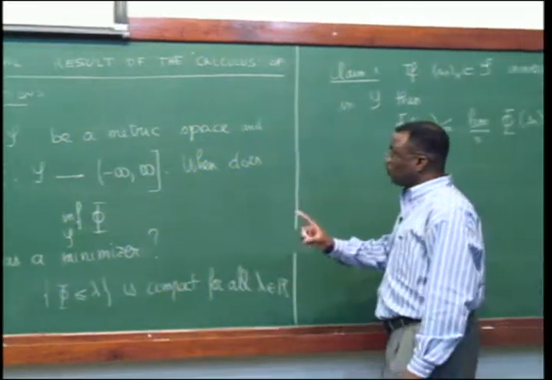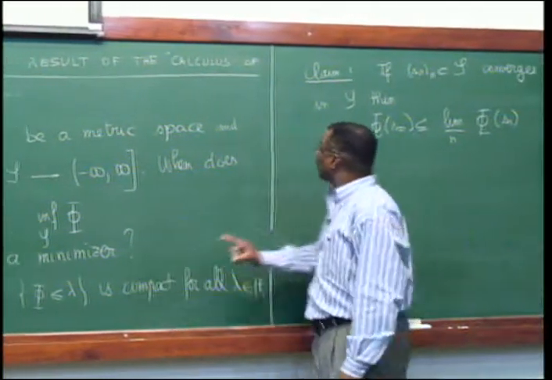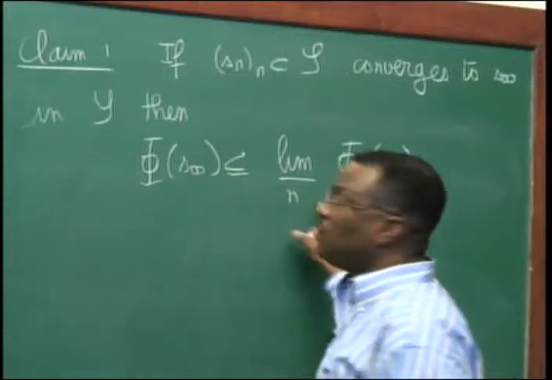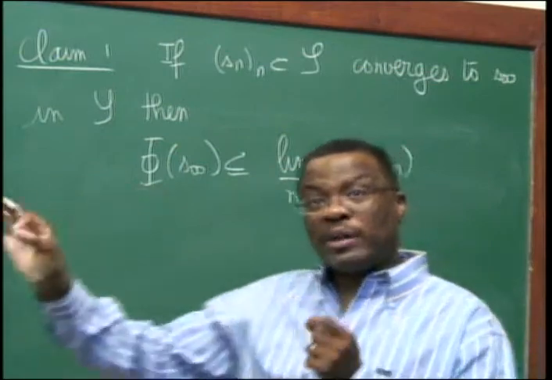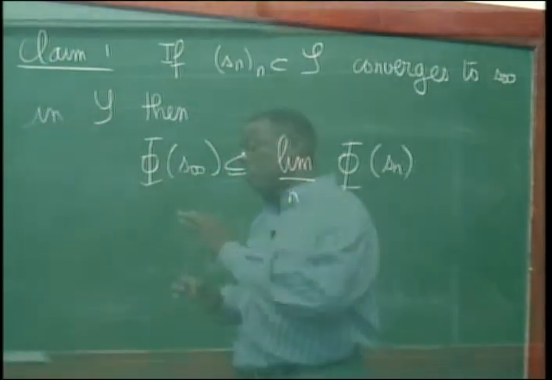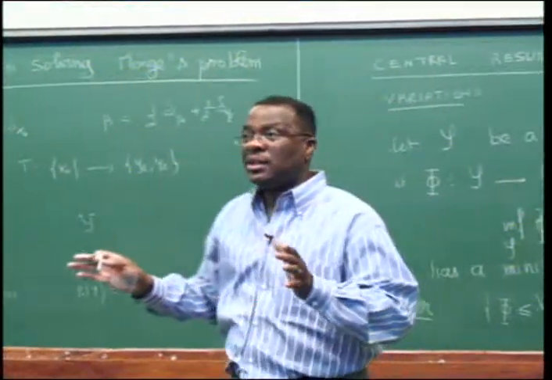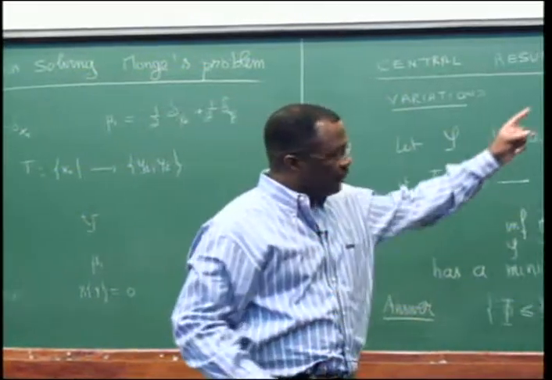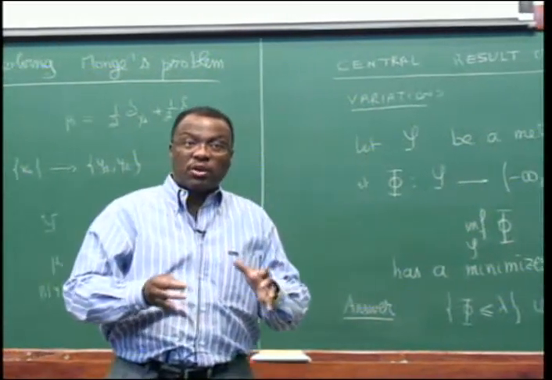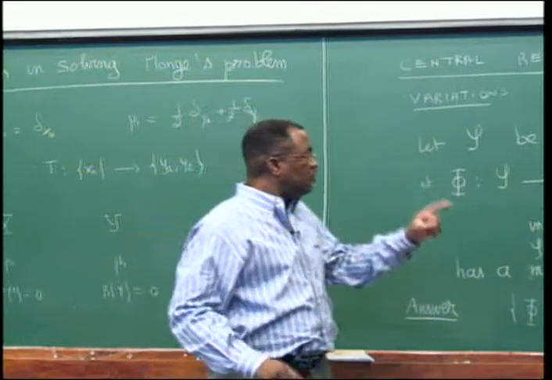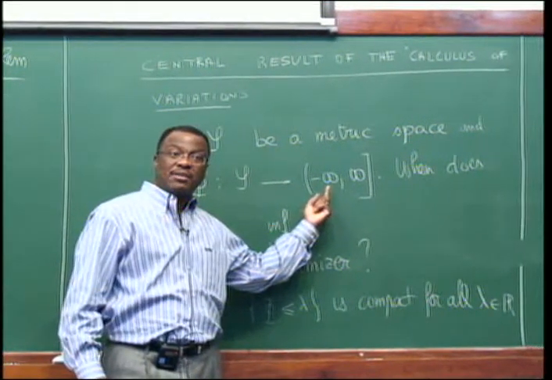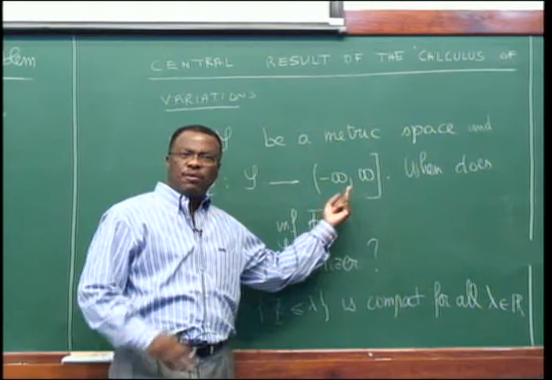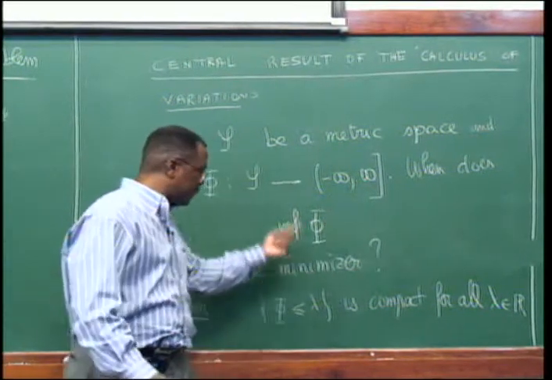And one can show that phi is lower semi-continuous if and only if this property holds. What I am doing now is proving only one direction, and the reverse direction is extremely easy. This direction is the more subtle one. Notice that in the proof, I assume that phi cannot take the value negative infinity. Otherwise, there is nothing to prove.